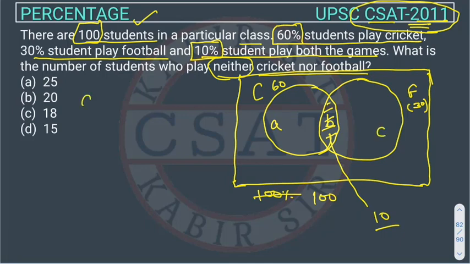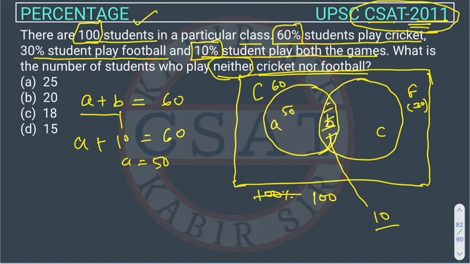Now A plus B will be 60 because it represents the total number of students playing cricket. This circle is representing the total number of students playing cricket. We know B is 10, so A will be 50. Similarly, B plus C represents the number of students playing football, which is given as 30. We know B is 10. 10 plus C is equal to 30, so C will be 20.